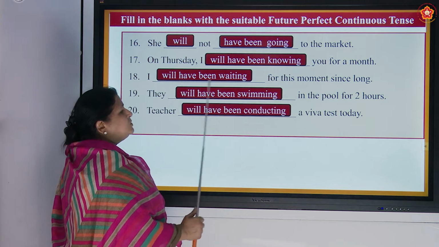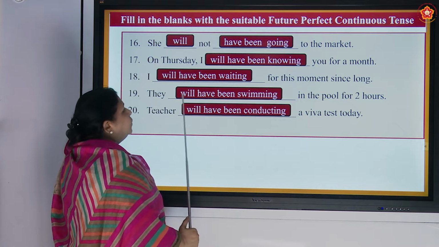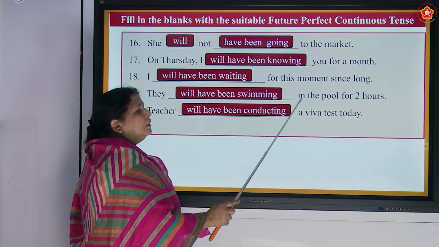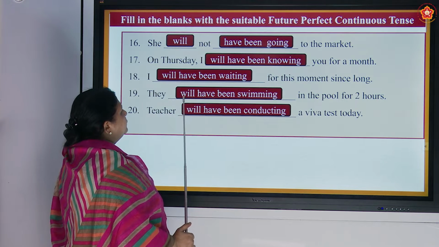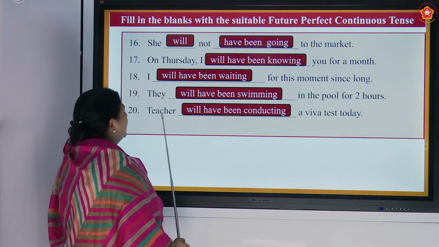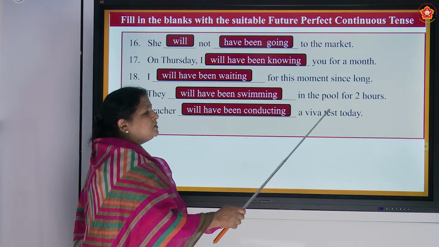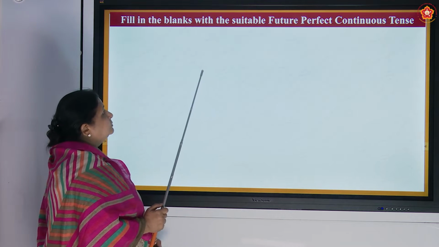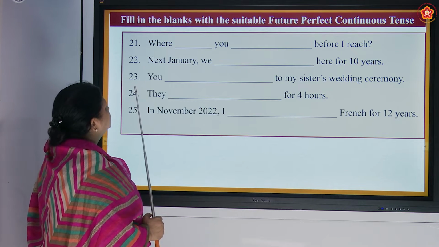They will have been swimming in the pool for 2 hours. Teacher will have been conducting a Viva test today. Okay. Some more.